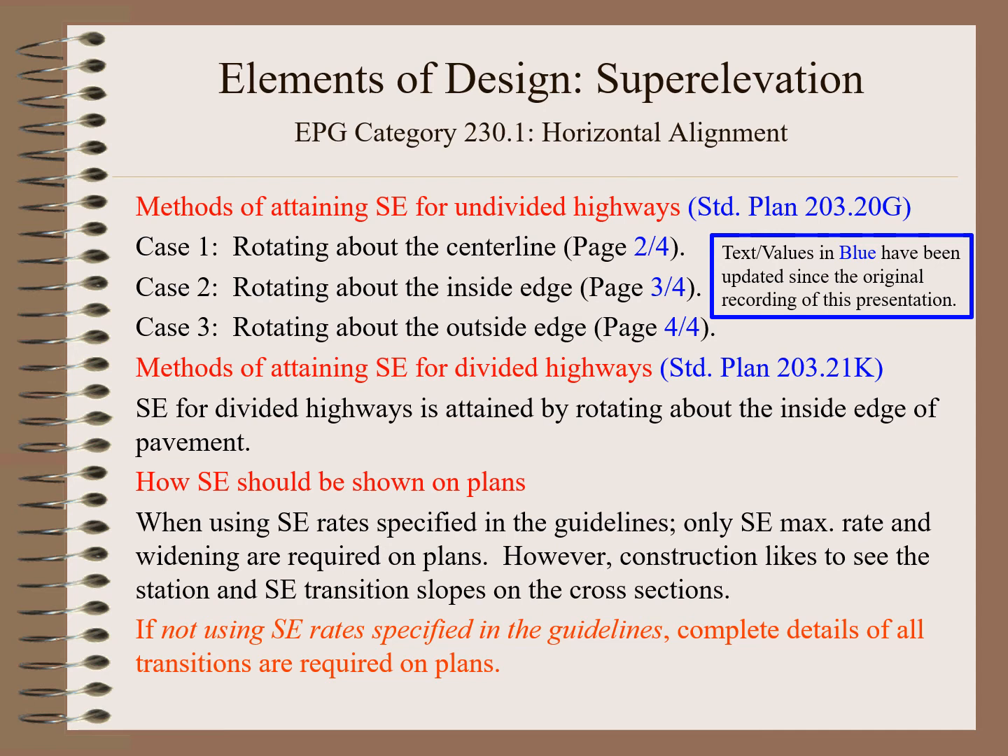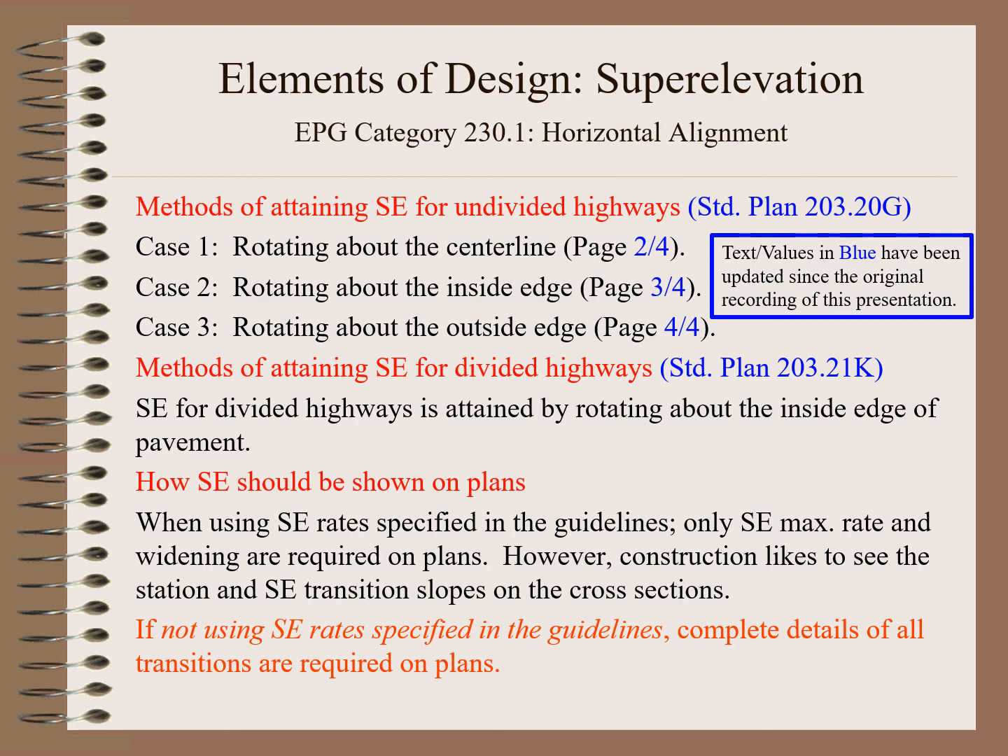There are three methods for attaining super on undivided highways, and these diagrams can be found in Standard Plan 203.20. Case number 1 is rotating about the center line, and you can see the diagram on page 3. Case number 2 is rotating about the inside edge of the pavement, and you can find the diagram on page 4. In case 3, we rotate about the outside edge of the pavement, and that diagram is shown on page 5. Super for divided highways, however, is attained by rotating the inside edge of pavement.